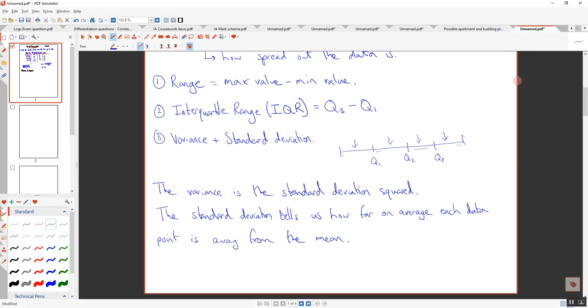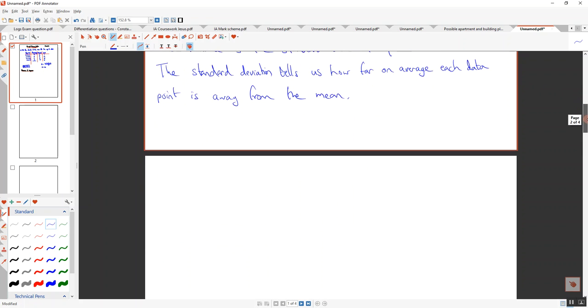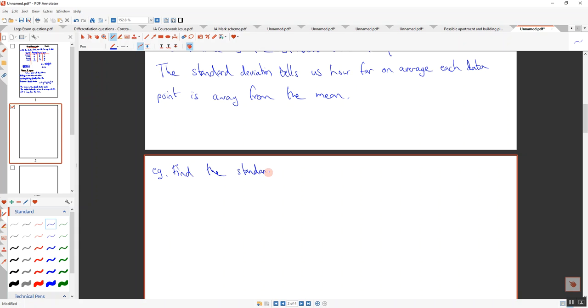Okay, and to show you how we work out the standard deviation, let's do an example. We'll do it by hand. I've never seen them ask a question and get you to do it by hand. It's always using the calculator, but just in case. Find the standard deviation of, let's say, 1, 3, 7, 9, 10, 60.